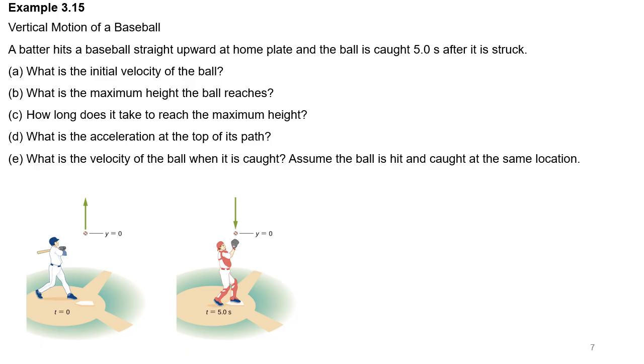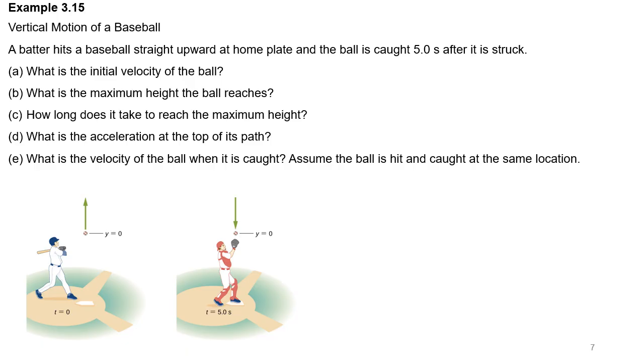Now let's solve another problem. Vertical motion of a baseball. This is a problem 3.15 from the textbook. A batter hits a baseball straight upward at home plate and the ball is caught 5 seconds after it is struck. So here a batter is hitting the ball up, straight up, okay? So it's a vertical motion, straight line motion, and the ball is caught at the same position after 5 seconds.